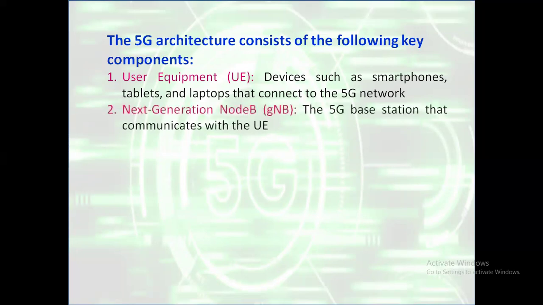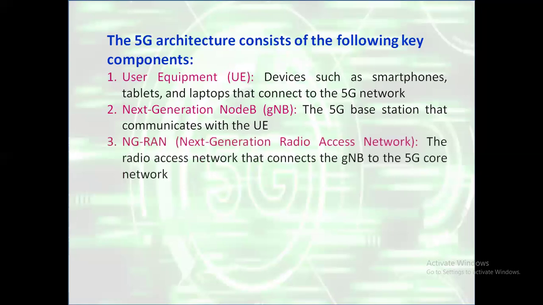The next component is the next generation node B, which we call gNB. Small g, NB means next generation node B. The next generation node B acts as the 5G base station, communicating directly with the user equipment to facilitate wireless connectivity. The gNB plays a crucial role in managing radio resources, transmitting data, and controlling user equipment mobility.